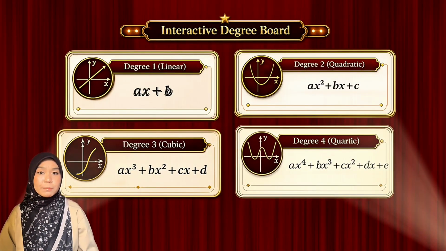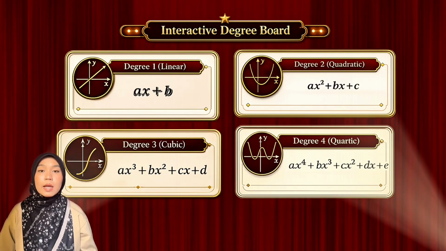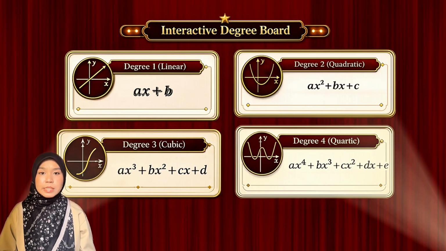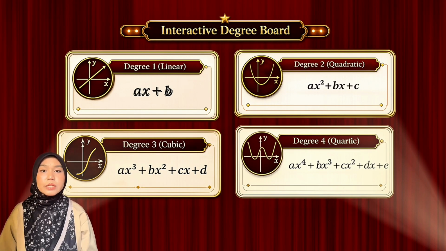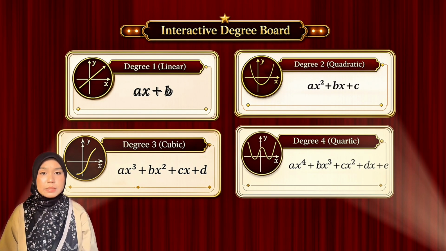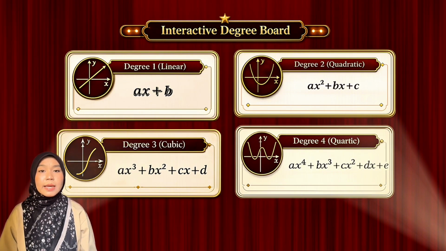Before we move deeper, we need to understand polynomial functions. A polynomial is an algebraic expression consisting of variables and constants with non-negative integer exponents. For example, look at the interactive degree board. The first one is degree 1, or linear, ax plus b. Degree 2, quadratic, ax squared plus bx plus c. Degree 3, cubic, ax cubed plus bx squared plus cx plus d. And the last one is degree 4, quartic, ax to the power of 4 plus bx cubed plus cx squared plus dx plus e.